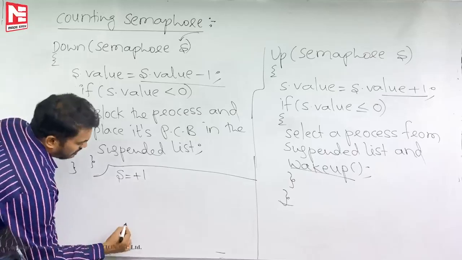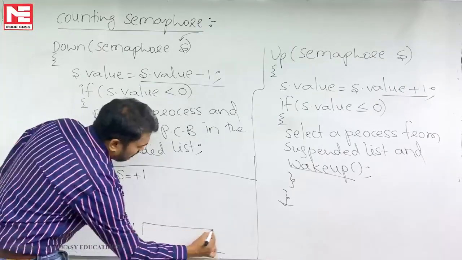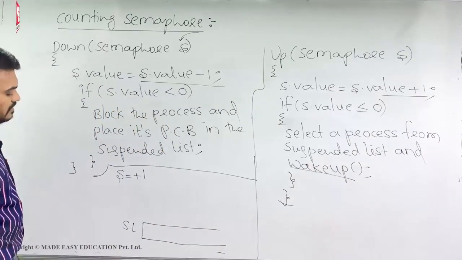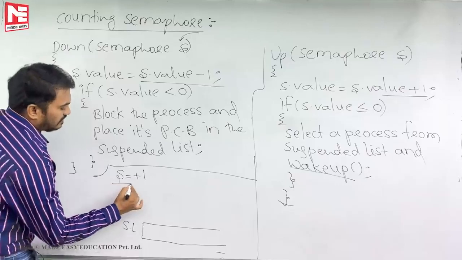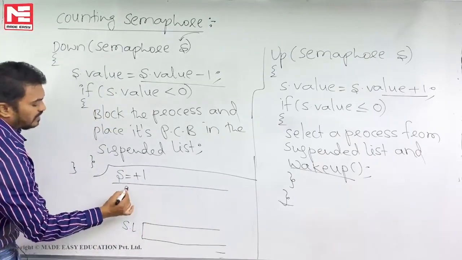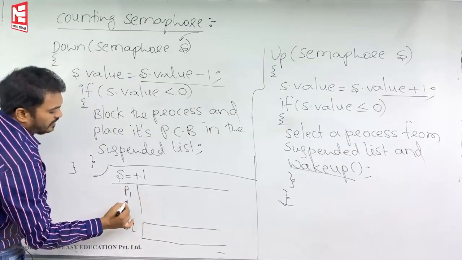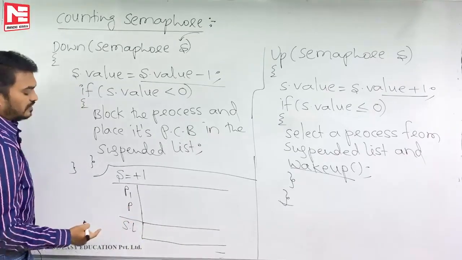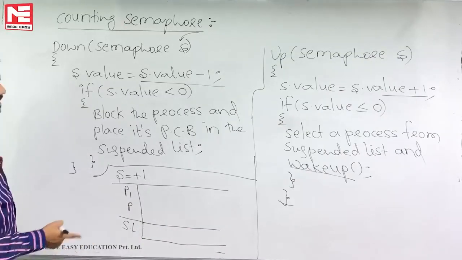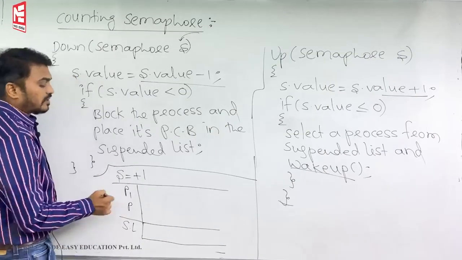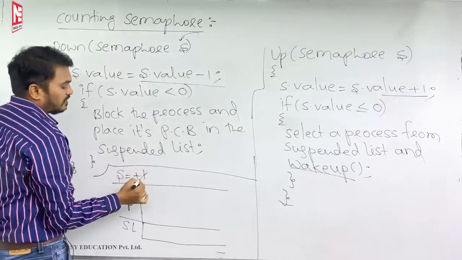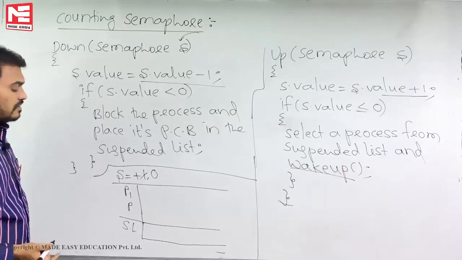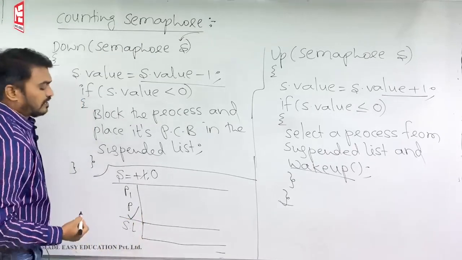And next, I am taking the suspended list here. There is no process present in the suspended list now. Now process P1 is performing a down operation. Listen carefully. When P1 performs the down operation, what will happen? It will be decremented by 1, so this becomes 0. Now tell me, successful or unsuccessful? Successful. So I am writing here: successful down operation.